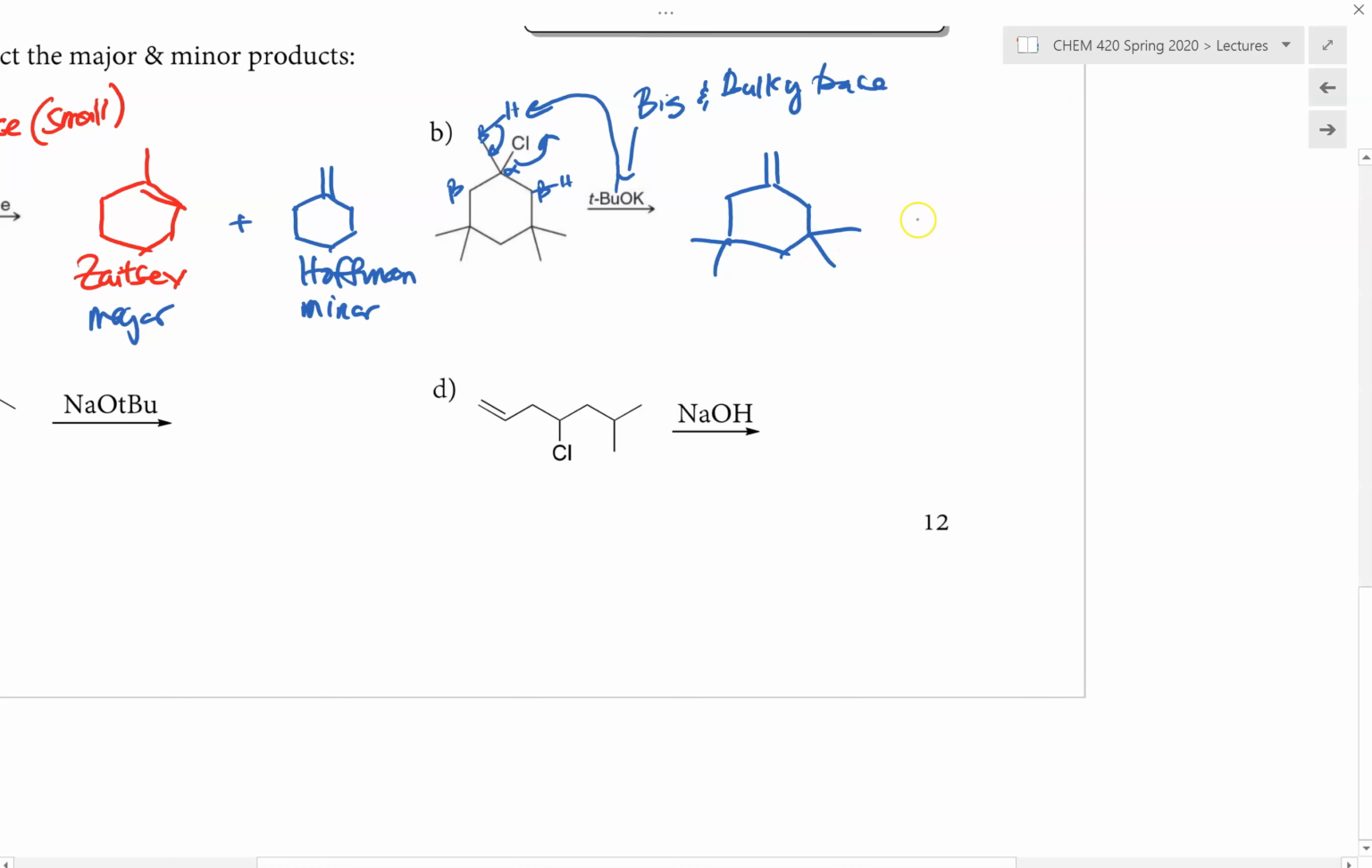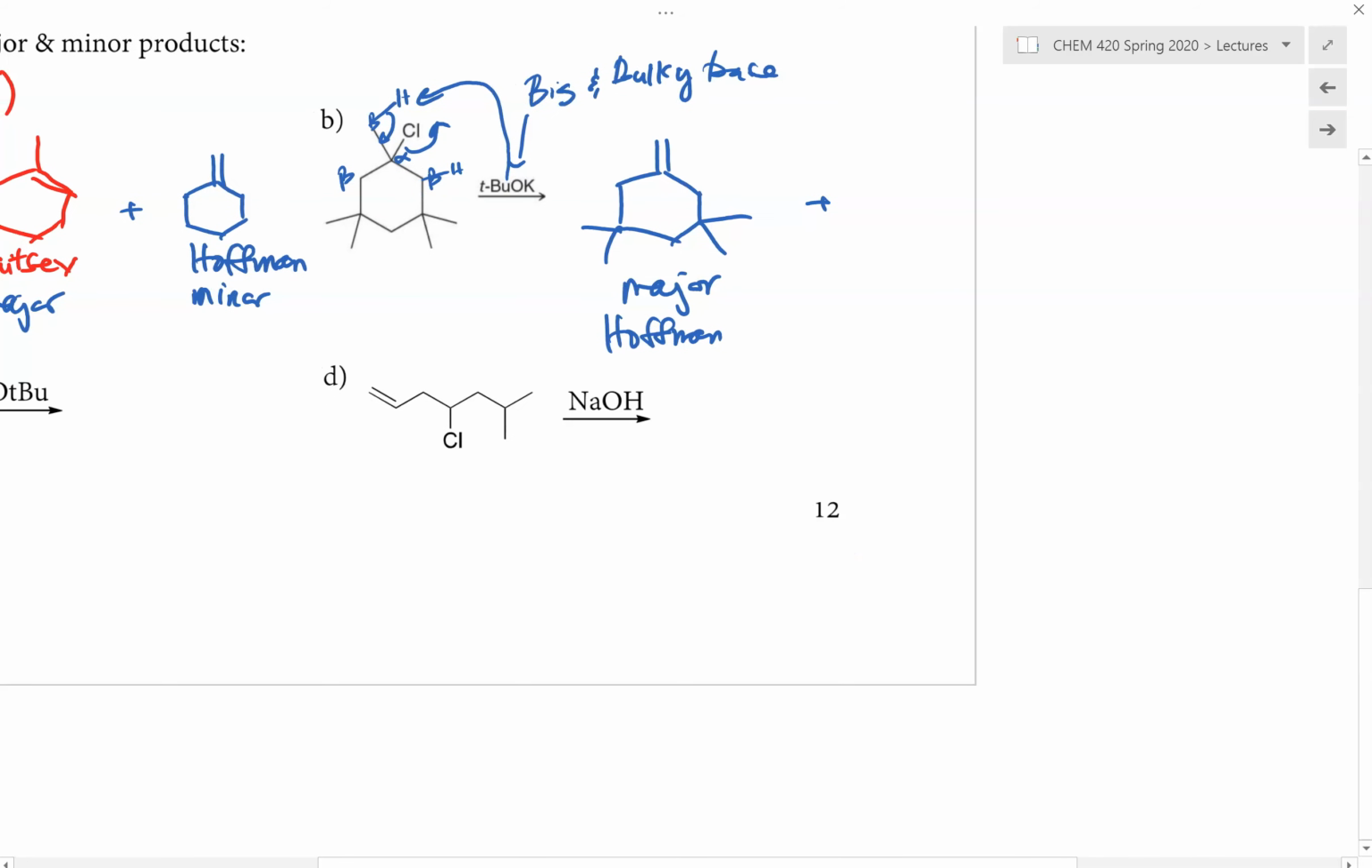And the minor product, so this would be the major product. And in this case right here, this major product is the Hofmann product. Whereas the minor product is when the base can come in to pick up the other beta hydrogen to produce the more stable alkene.